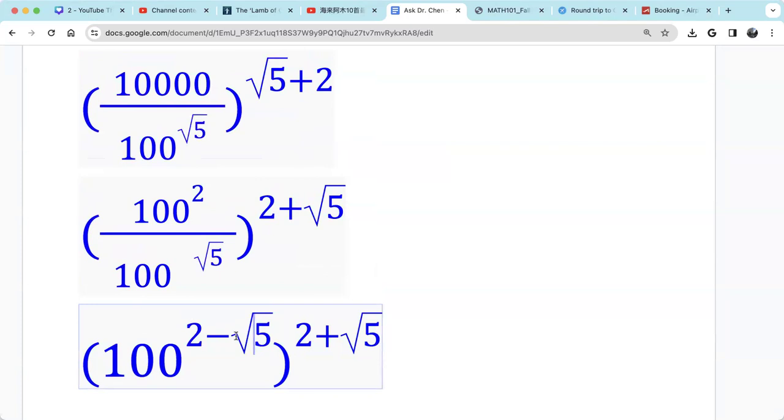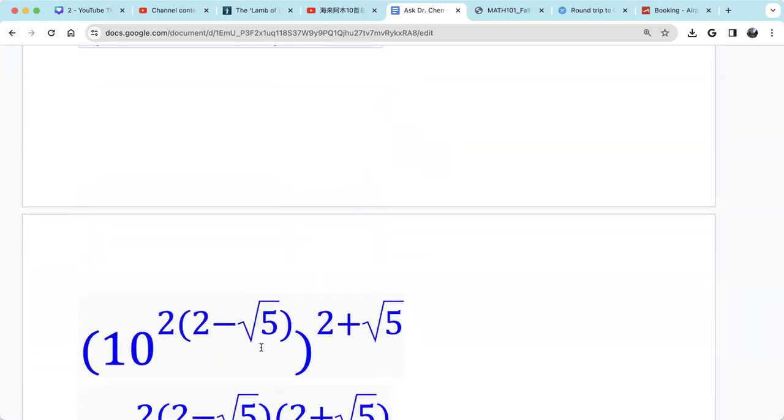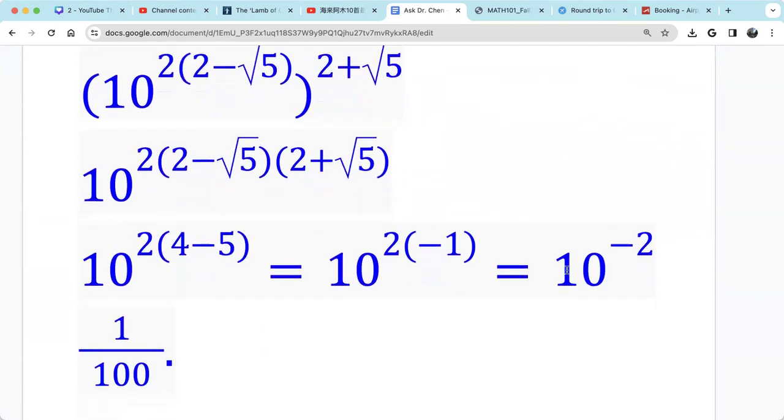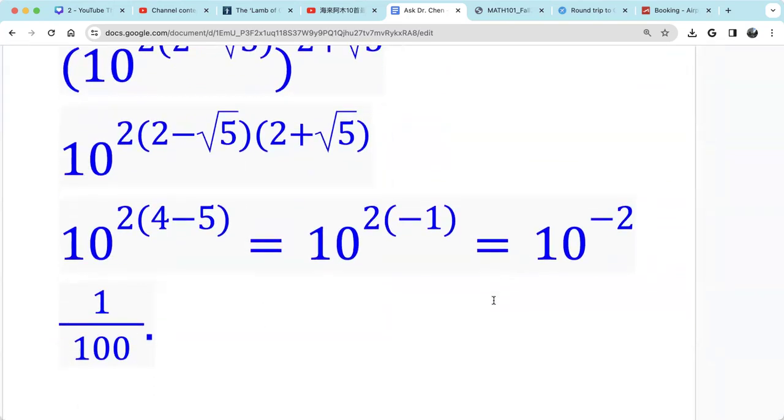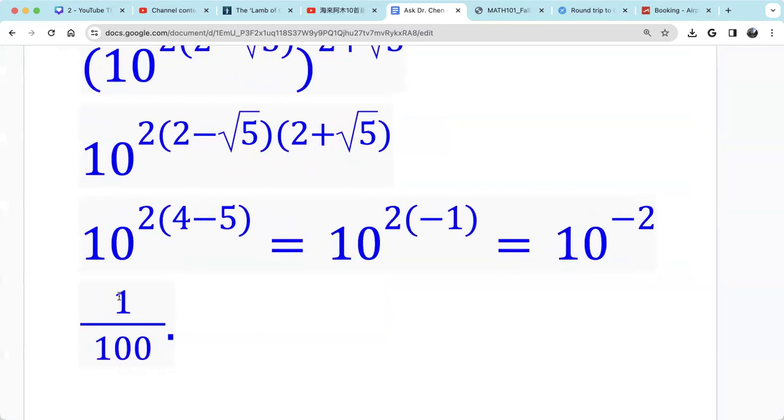We get 2 squared minus square root of 5 squared, which is just 4 minus 5, which is negative 1. So we get 100 raised to negative 1, which is just 1 over 100.